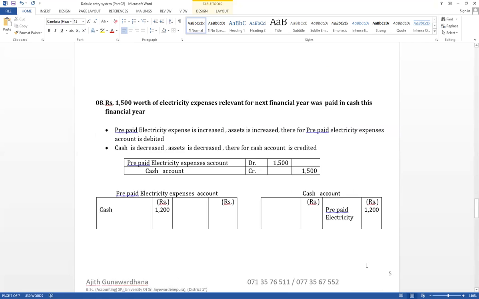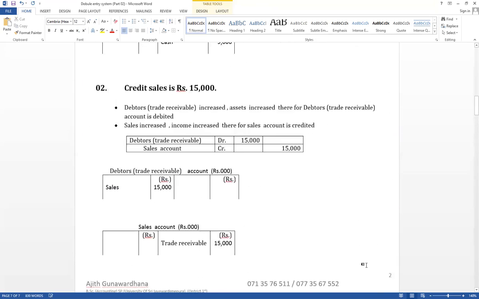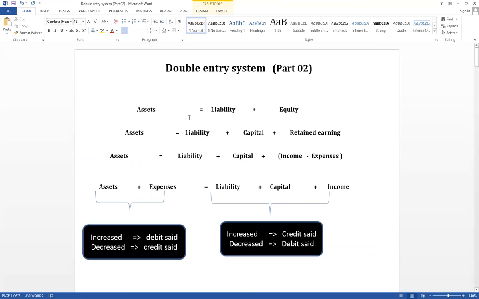This is a basic theory you have to keep in mind. Double entry system is also based on the accounting equation. Equity can be divided into two parts, capital and retained earnings. Retained earnings can be divided into two parts, income and expense. Then minus will take the other side. Therefore, this is the accounting equation: asset plus expense equals liability plus capital plus income. Then think about double entry system. If asset and expense increase as a result of transactional events, should be recorded on the debit side. If asset and expense decrease, should be recorded on the credit side. And liability, capital and income, if those are increased, credit side. If those are decreased, debit side.